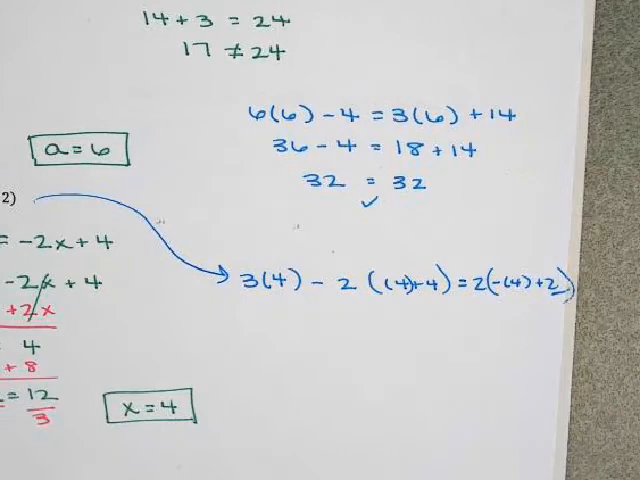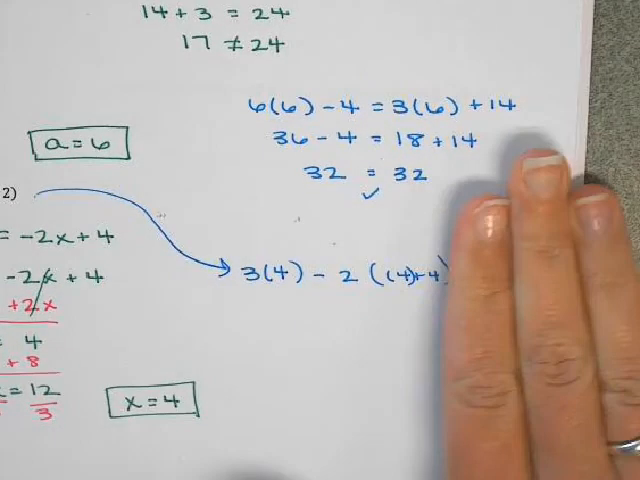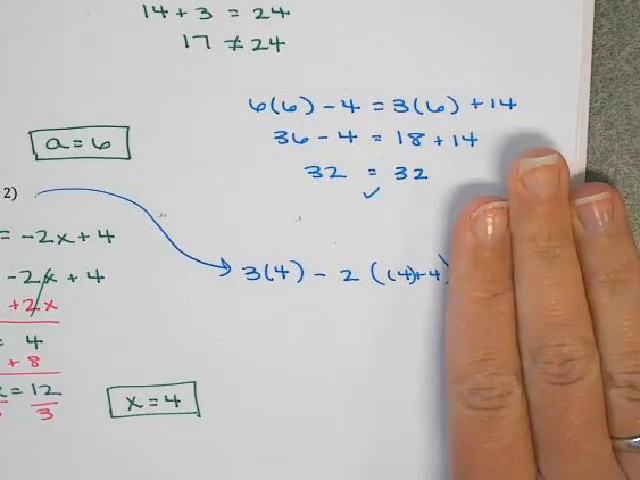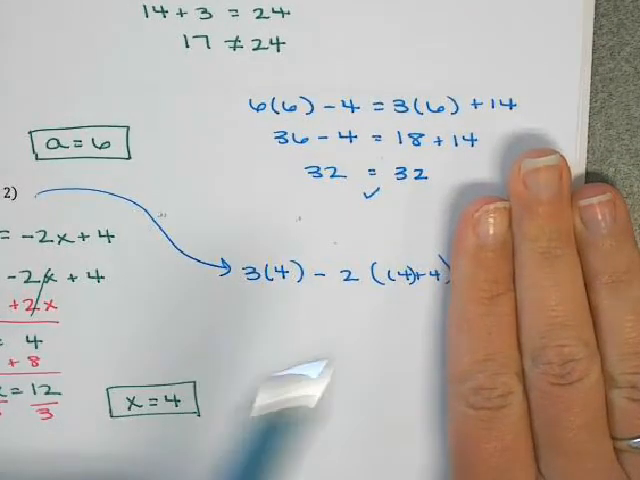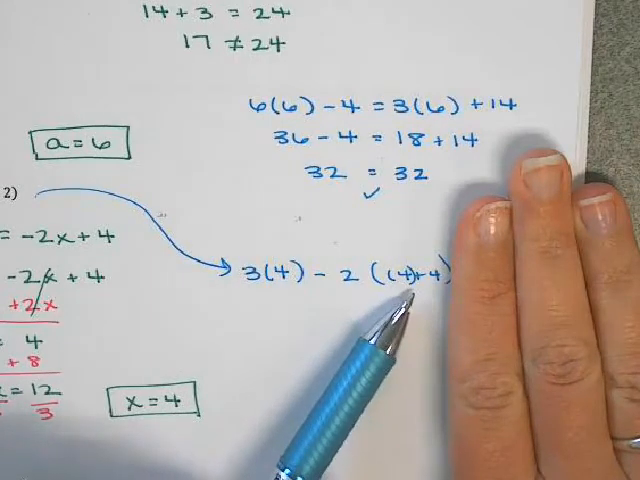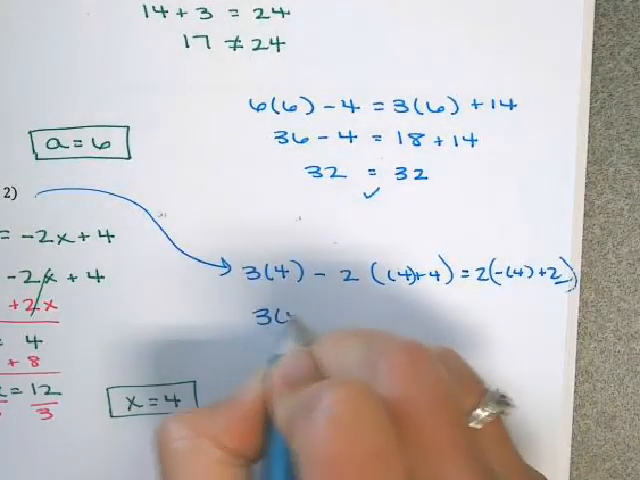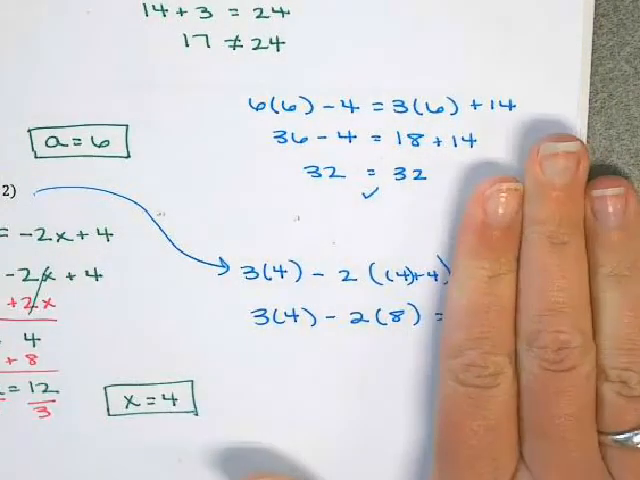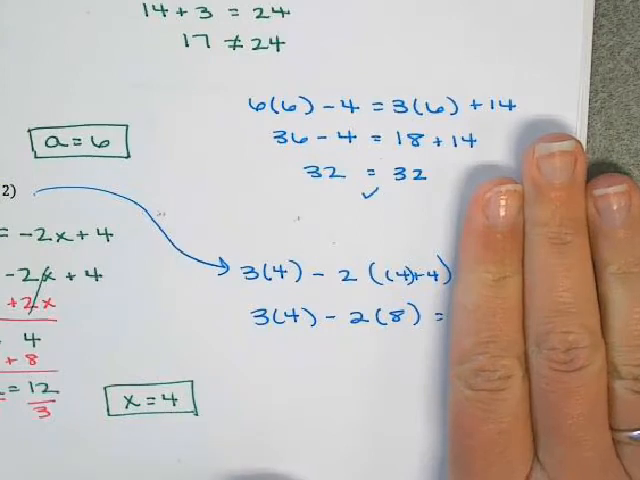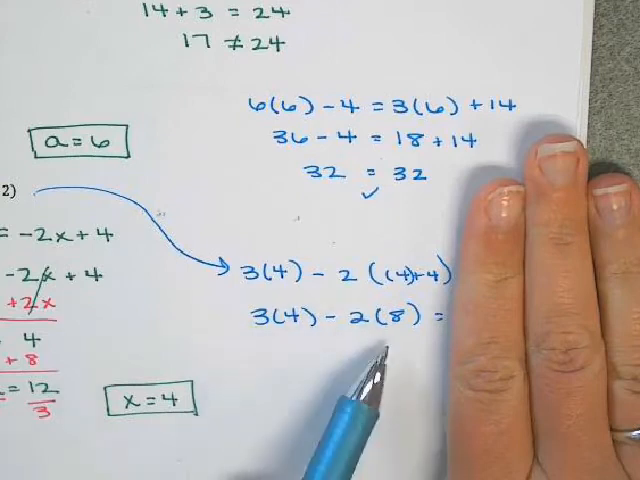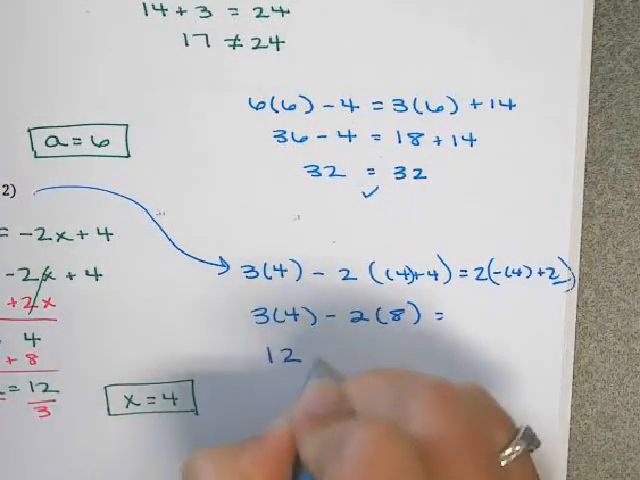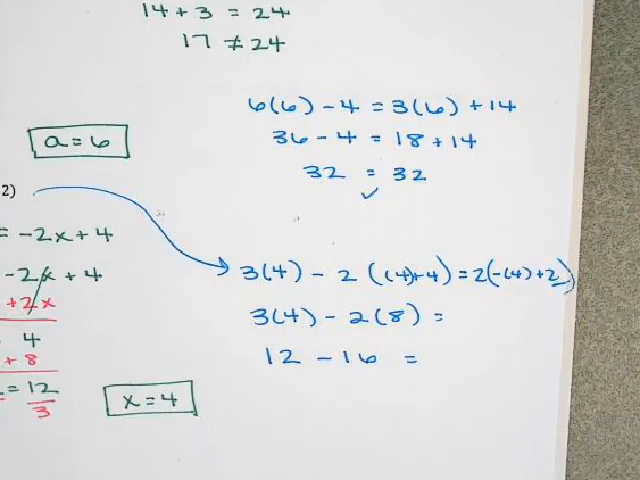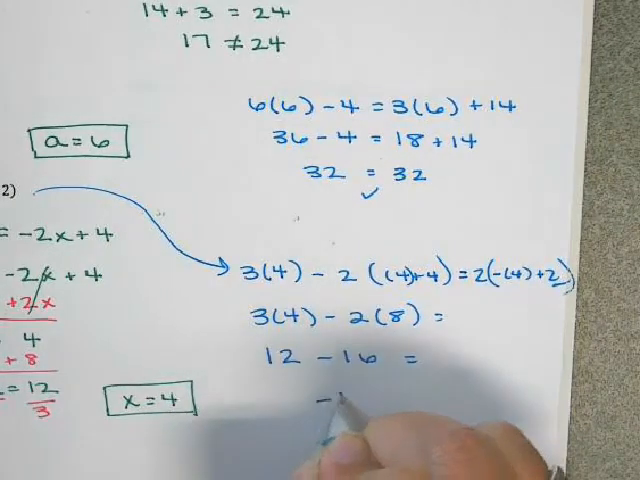And from there, I'm just going to simplify. So if you cover up the right side and simplify the left, that's exactly what we were doing yesterday with expressions, just simplifying them. So you're going to work from the inside out. So inside these parentheses is 4 plus 4, so that's 8. So again, you're ignoring the right side for right now. Okay? With PEMDAS next, you're going to take care of the multiplication. So this becomes 12, and that's going to become 16. 12 minus 16 is negative 4.